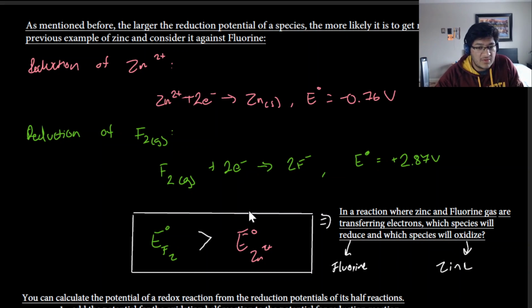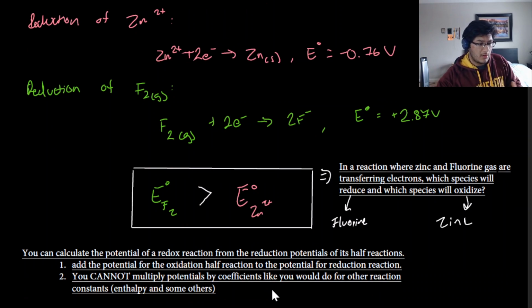Given this, we can actually calculate the overall reduction potential of a redox reaction. So far we've been talking about reduction equations and oxidation half equations. But you can calculate the potential of just a redox reaction from the reduction potentials of its half reactions. There are two steps. Number one, you add the potential for the oxidation half reaction to the potential of the reduction reaction, and number two, you remember that you cannot multiply potentials by coefficients like you might do for enthalpy.